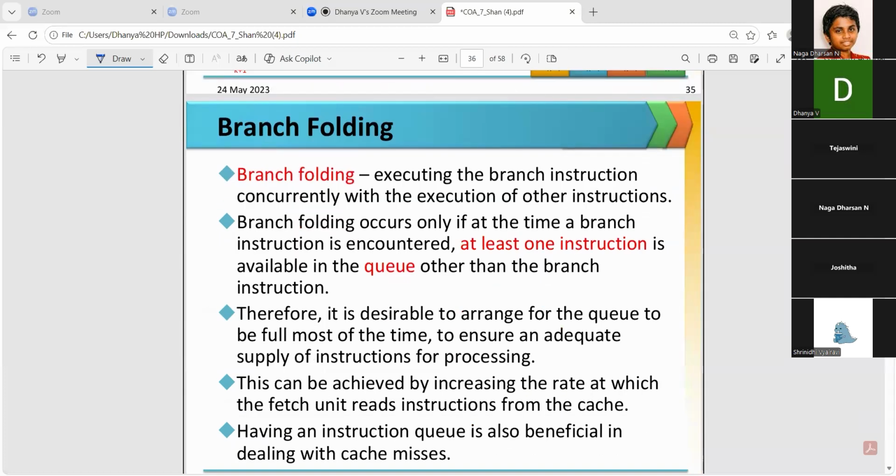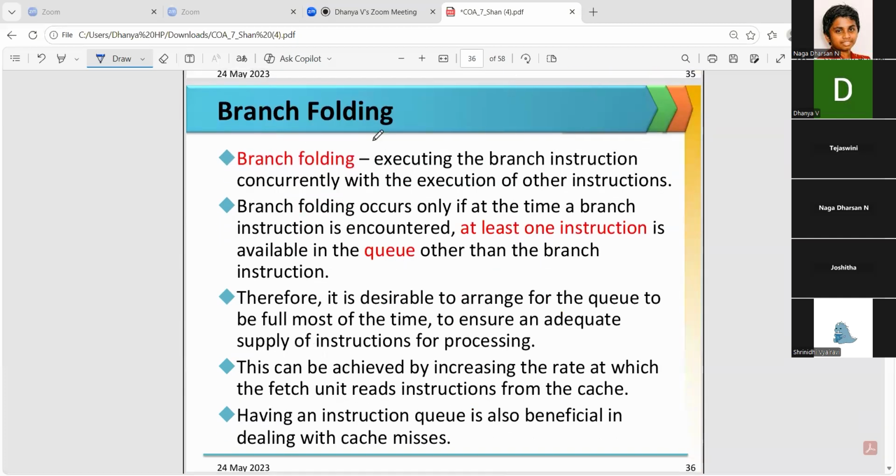So what can you do to avoid this? There is something called branch folding. I'll try to explain branch folding through a very simple analogy, like a traffic signal example. Say you're driving and you suddenly encounter the signal. What do you do normally? You stop, you see what signal it is, and if it is green and the left and right symbol is there, you go left or right depending on that.